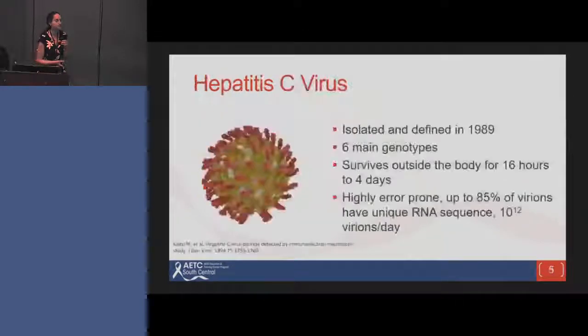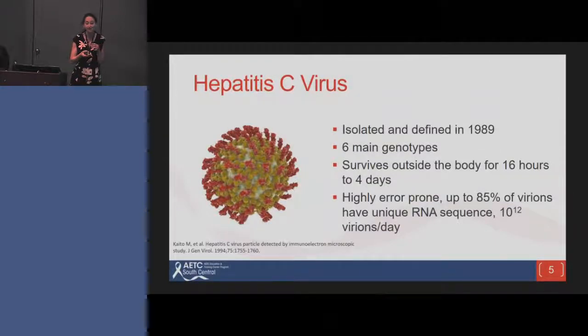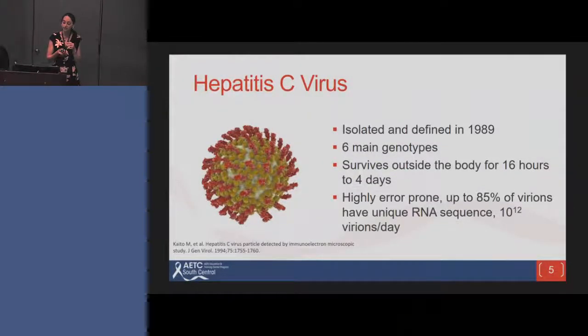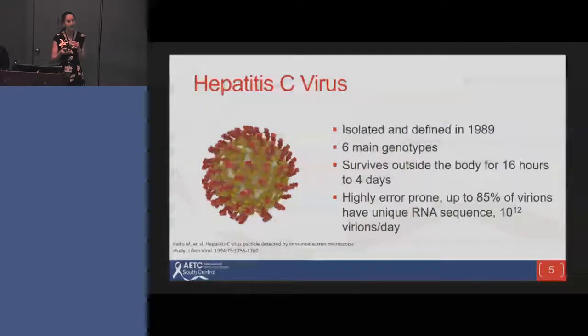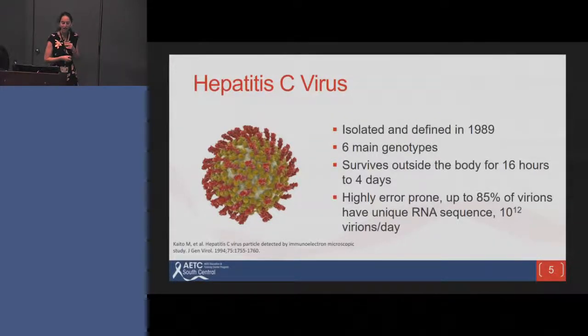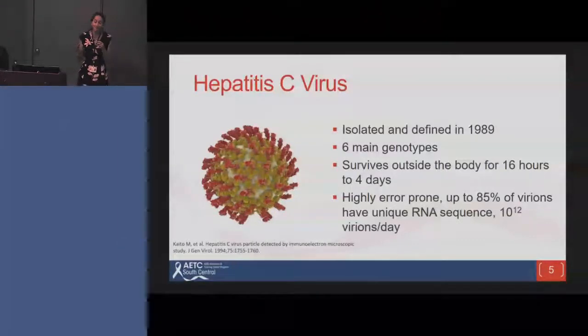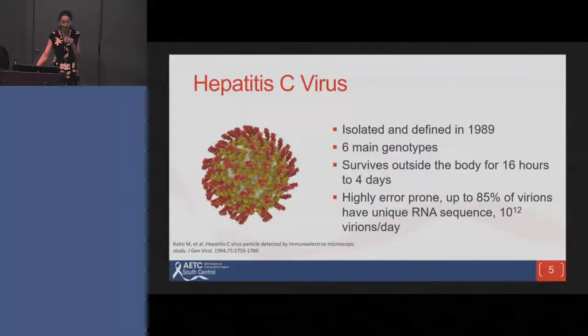So first, a little about the virology. Hepatitis C virus was isolated and identified in 1989. There are 6 main genotypes. It survives outside the body up to 4 days, particularly in a heavy loaded syringe of blood, so something to keep in mind about needle sticks. It's highly error prone, and like HIV, there's a rapid development of resistance. About 85% of the virions, the virus particles, are unique, and 85% of 10 to the 12th, you can imagine how many unique viruses are in the body.